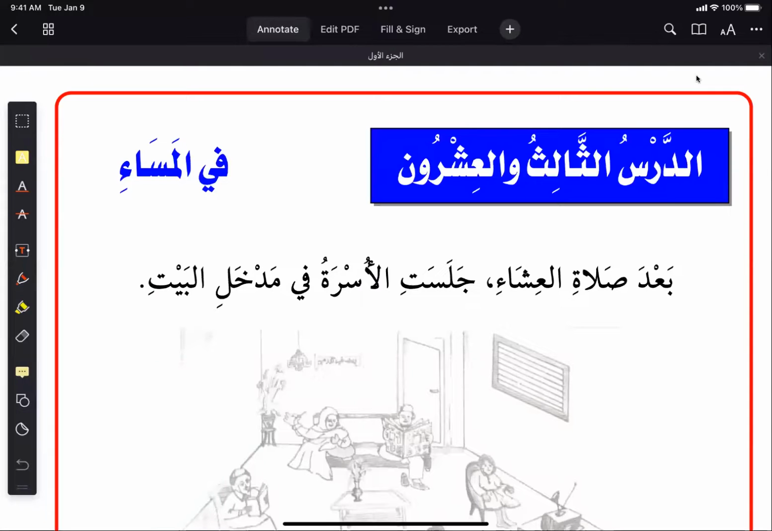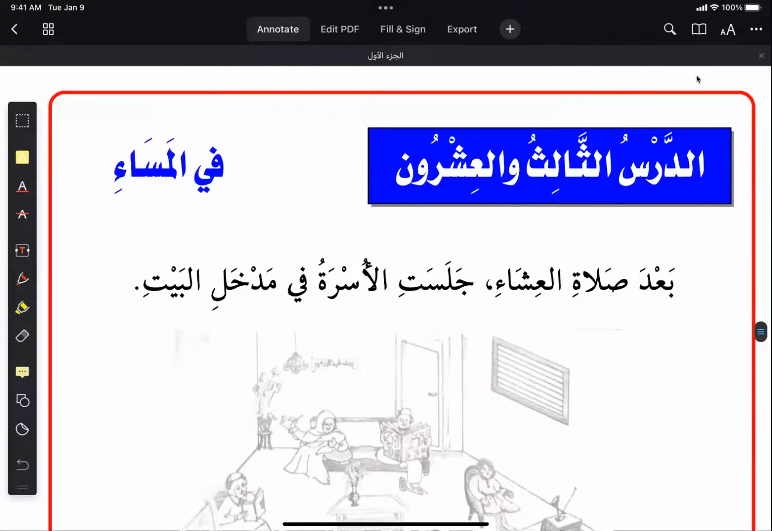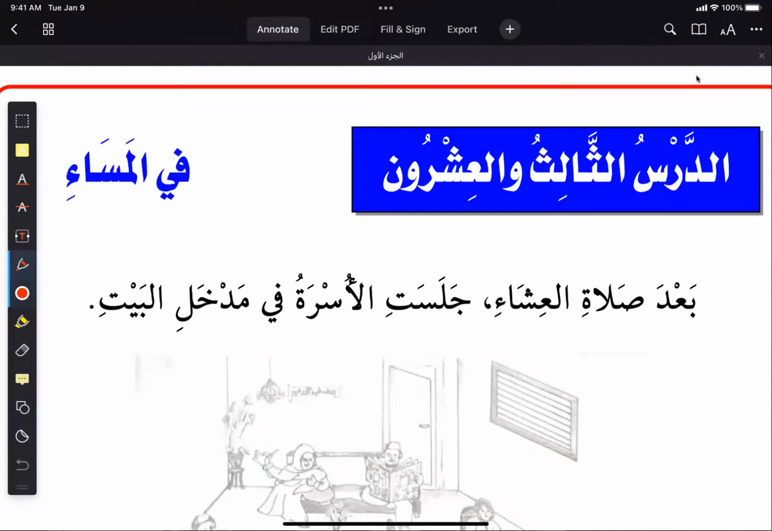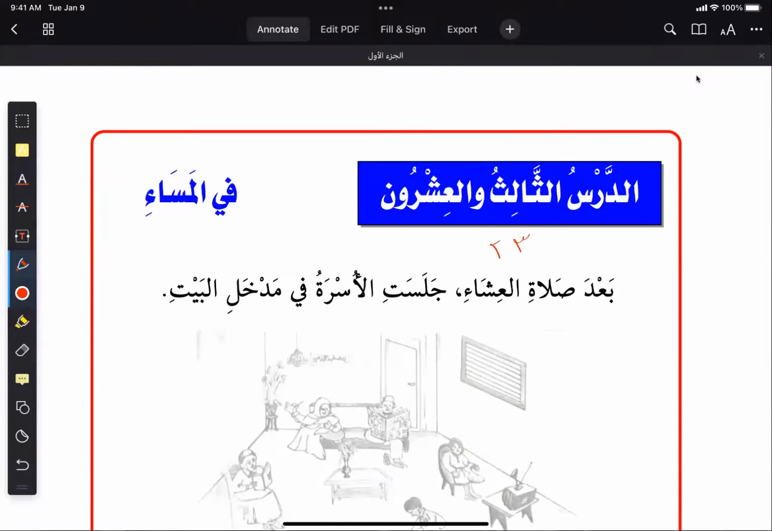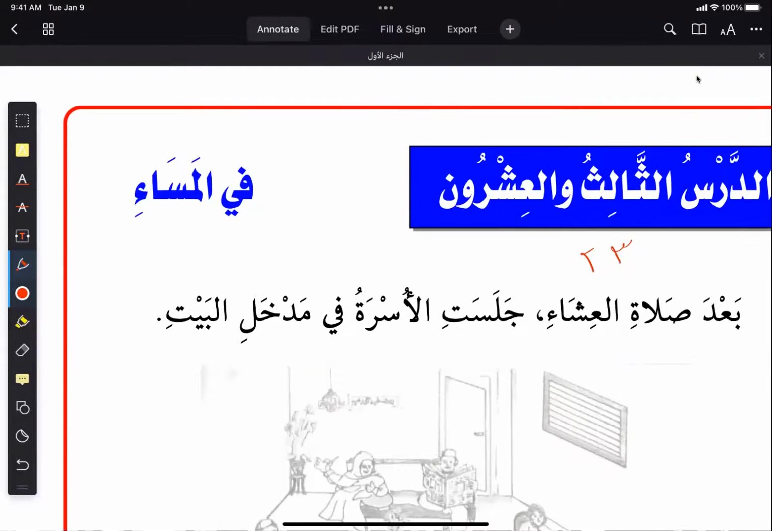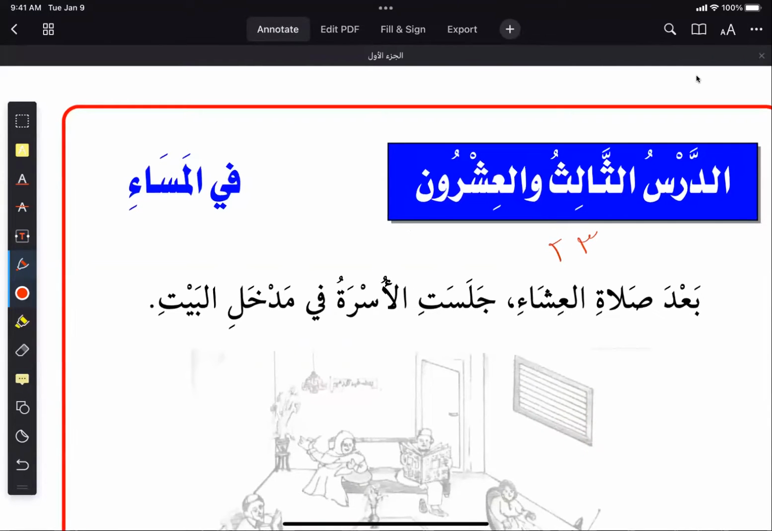It's الدرس الثالث والعشرون. The numbers, guys, right? ثالث is three, a third, and the عشرون is what? 20. So lesson 23. And the title, عنوان, means في المساء, in the evening.